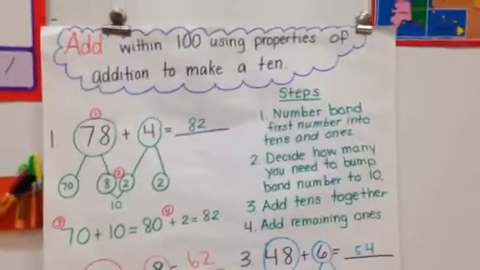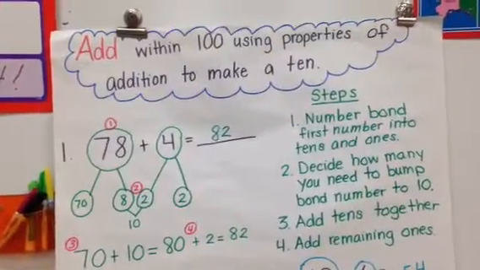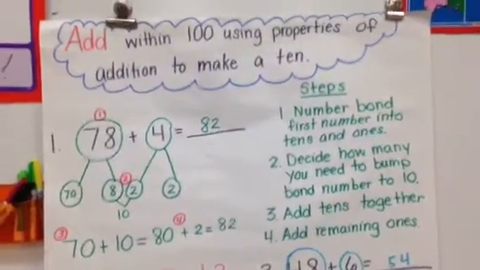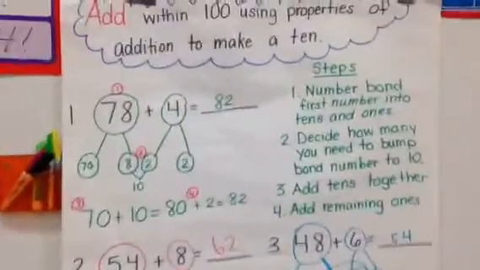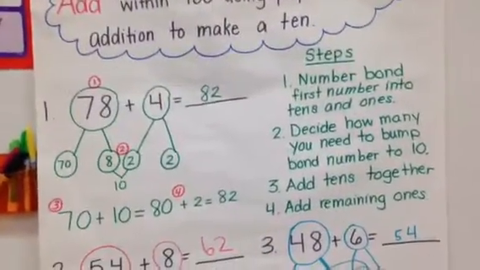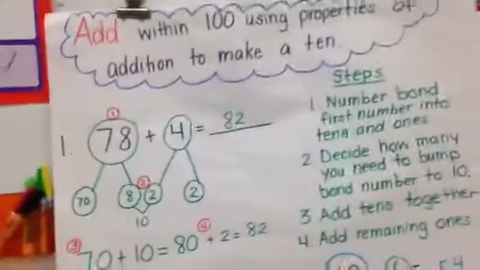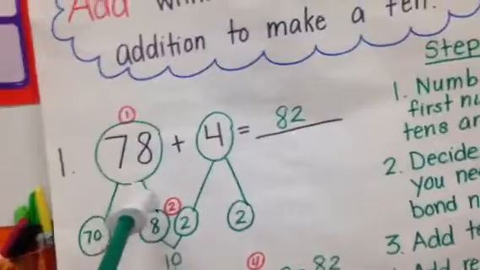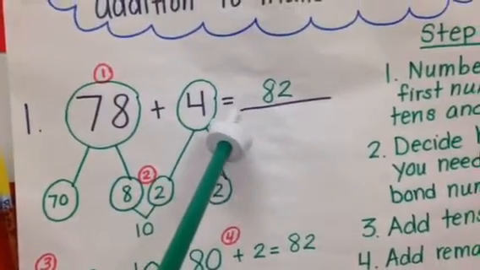Hi everyone! So we're going to go through how to add within 100 using properties of addition to make a 10. So this is an entire chart that's going to show us how to do it, and then we'll do a couple of new problems on our own. So take a look at the problem itself. The problem says 78 plus 4 equals.